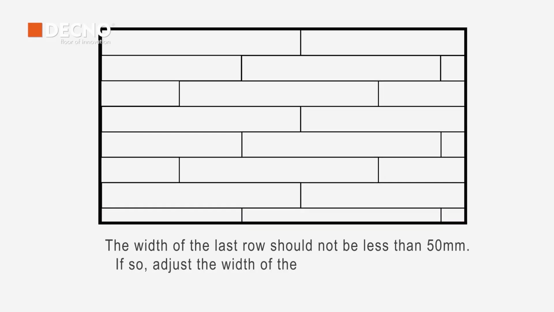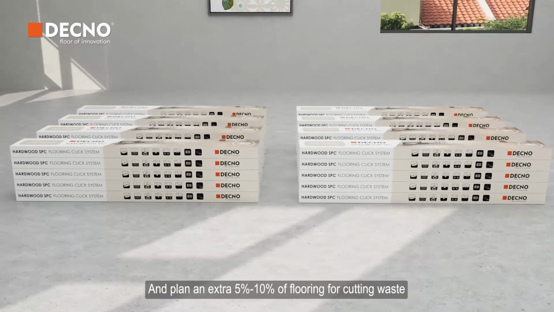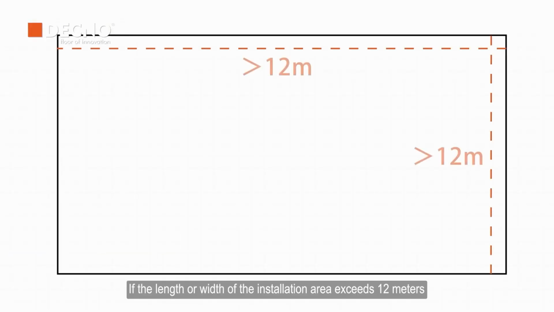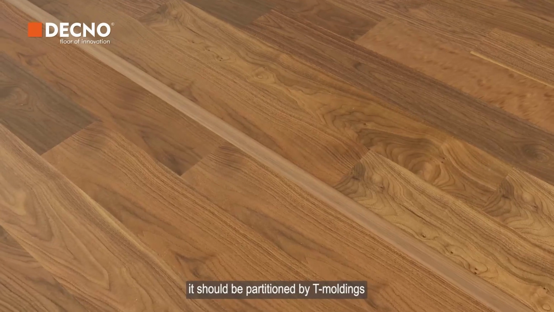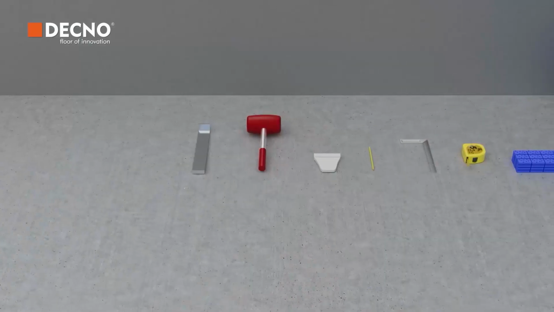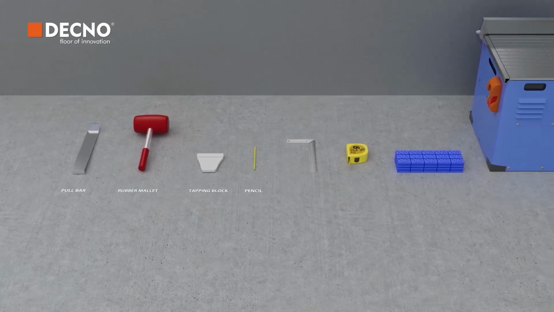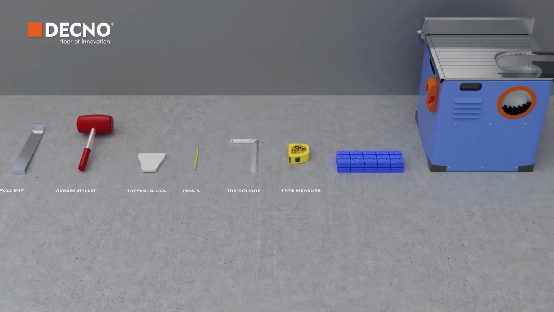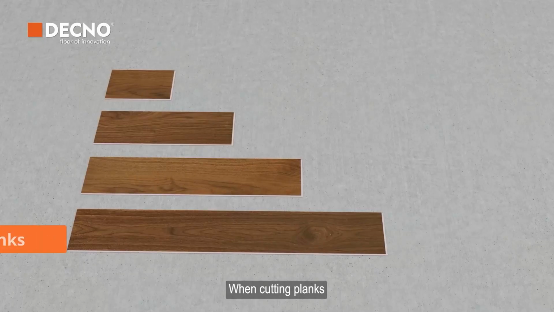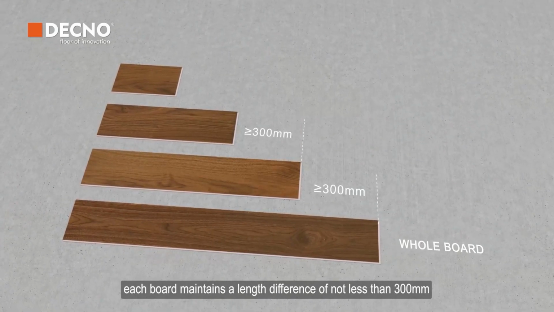If so, adjust the width of the first row to be installed, and plan an extra 5% to 10% of flooring for cutting waste. If the length or width of the installation area exceeds 12 meters, it should be partitioned by T-moldings. Recommended installation tools: pull bar, rubber mallet, tapping block, pencil, tri-square, tape measure, 8 to 10 millimeter spacers, electric saw. When cutting planks, each board maintains a length difference of not less than 300 millimeters.